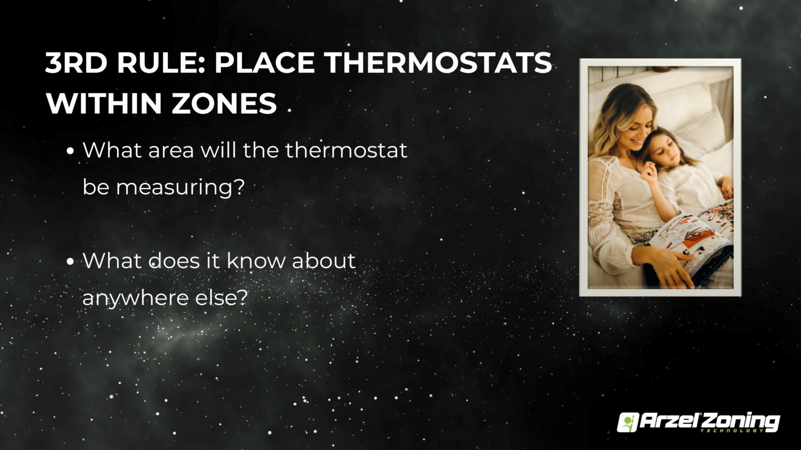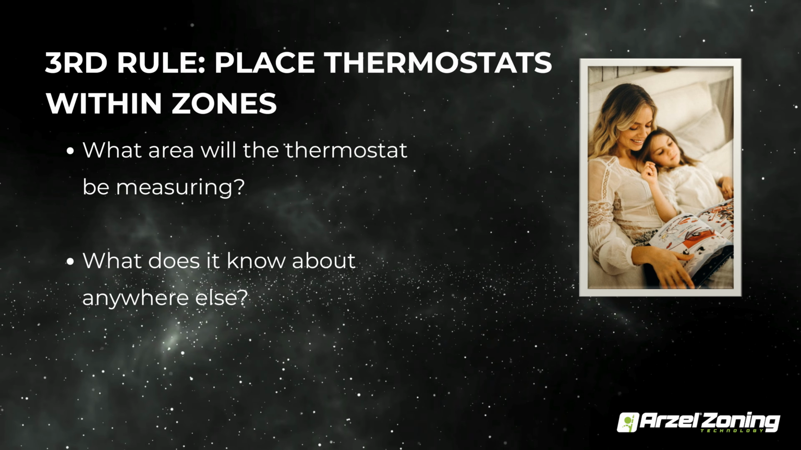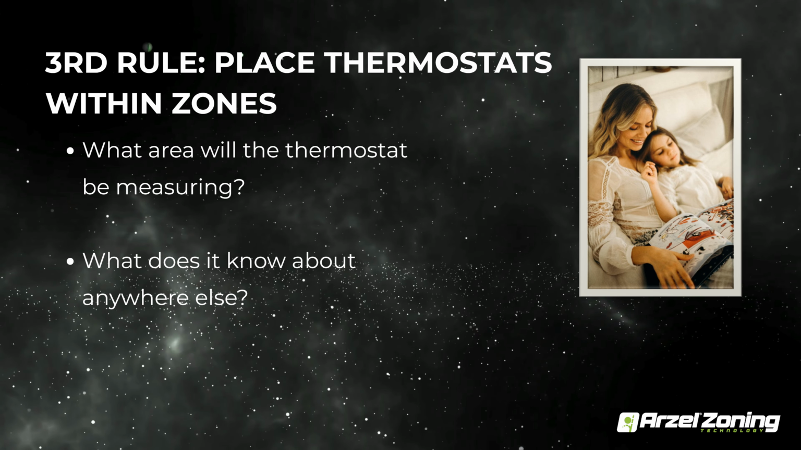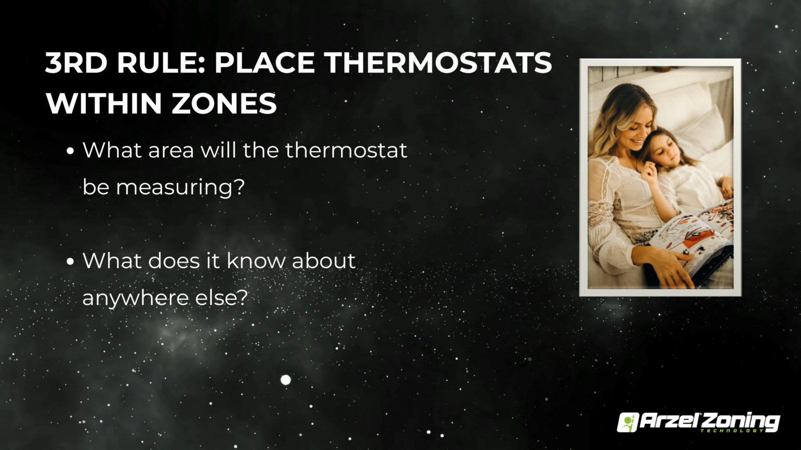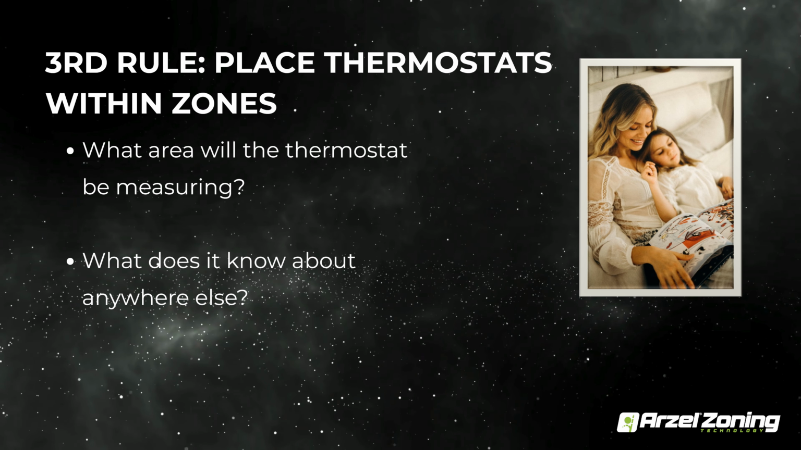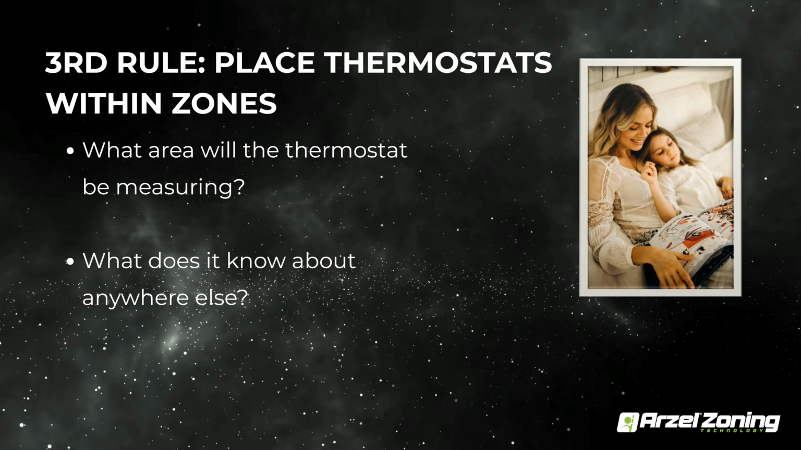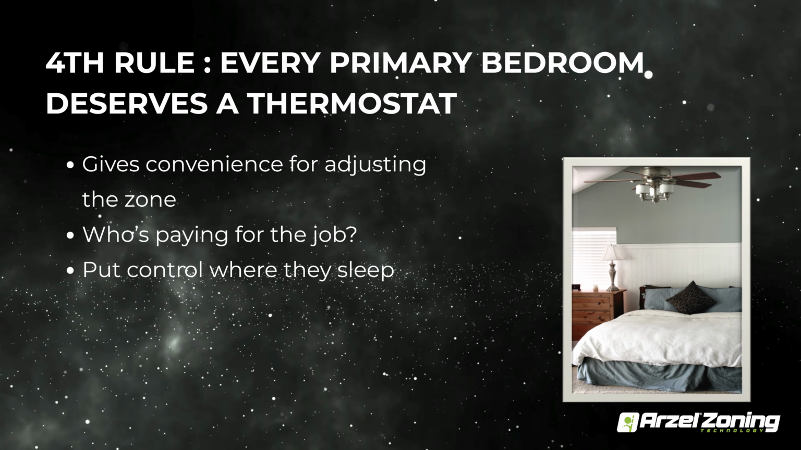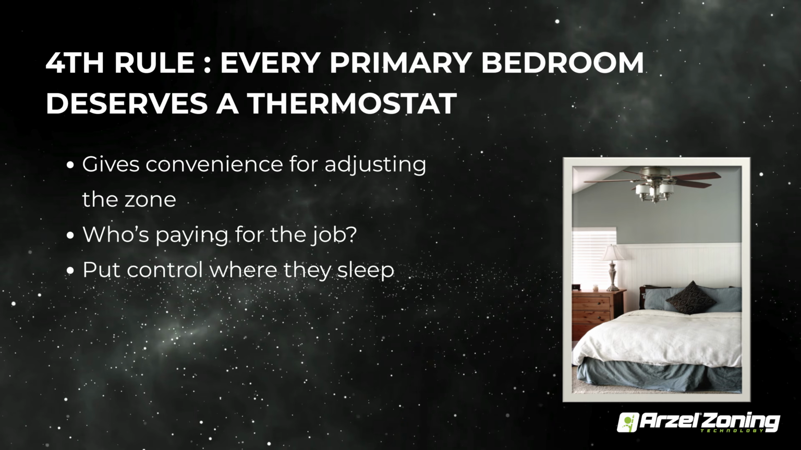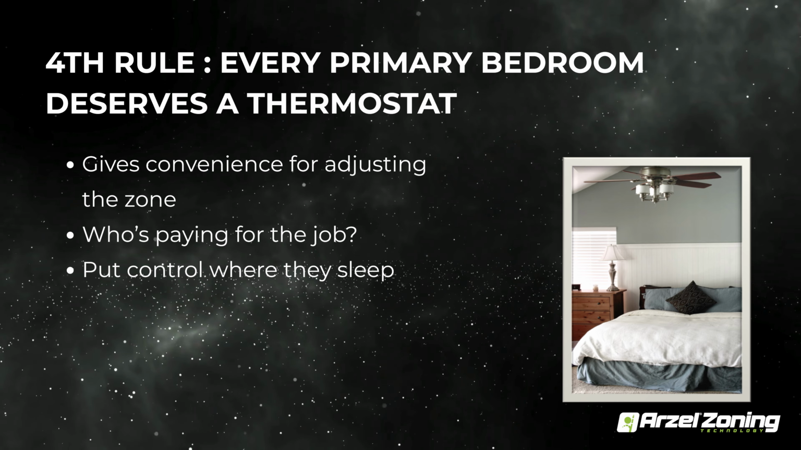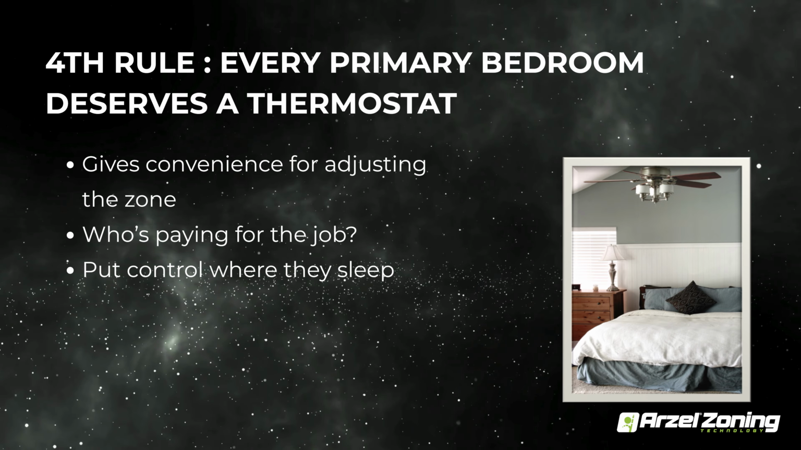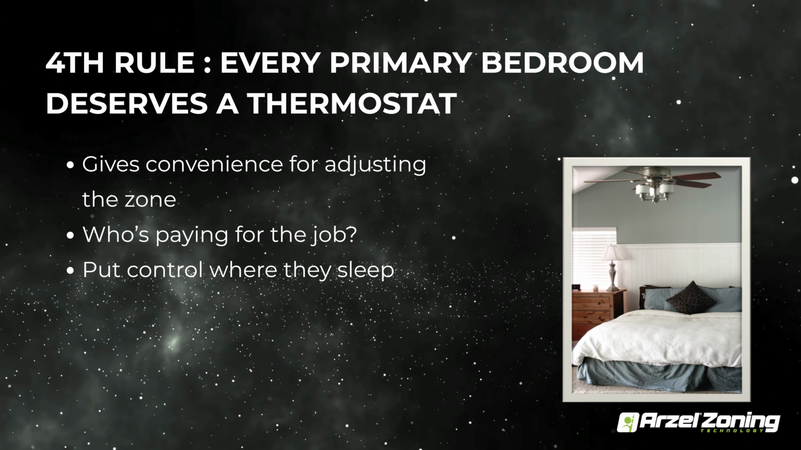Now, you could put the thermostat in the hallway and put remote sensors on it and do 3 rooms and average them. That would work. But it has to know what the temperature in the rooms is, not what the temperature in the hallway is. Next rule is, every primary suite on the 2nd floor should have a thermostat in it. Even if it's only going to have one thermostat on the 2nd floor, it should be in their bedroom. They're the ones paying for the job.